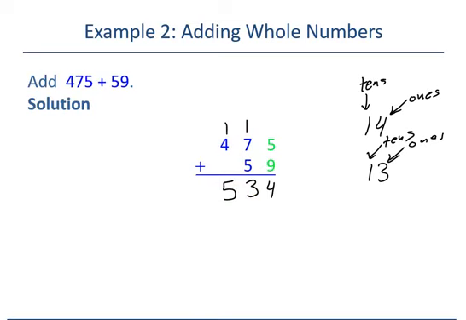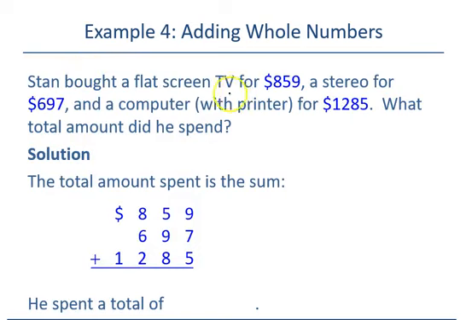Let's do a simple application so you see how this would work in the real world. Stan bought a flat screen TV for $859, a stereo for $697, and a computer with a printer for $1,285. What total amount did he spend? What I did here was line up all the numbers. Ones are lined up, tens are lined up, hundreds are lined up, and then thousands. You can put these in any order you want. It doesn't matter. Just make sure that they're lined up.